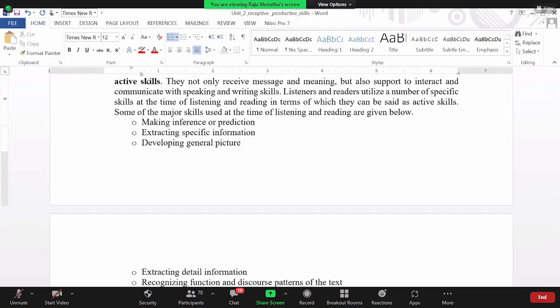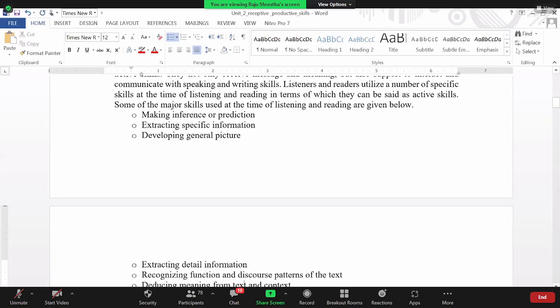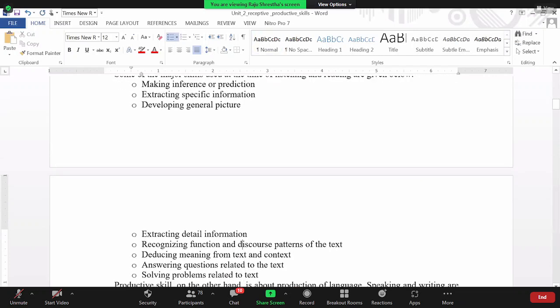Chat box so making inference or prediction. When they listen and read, they make a kind of prediction. They immediately on the spot they make what? A kind of prediction. Then they are active skill. Extracting specific info. They read and they listen and they pick up. Extract means pick up specific information and develop general picture. Extracting detailed information, recognizing function and discourse patterns of the text. Deducing meaning. Deducing means generating, we can say generating meaning from the text and context. Answering questions related to the text. Solving problems related to the text.